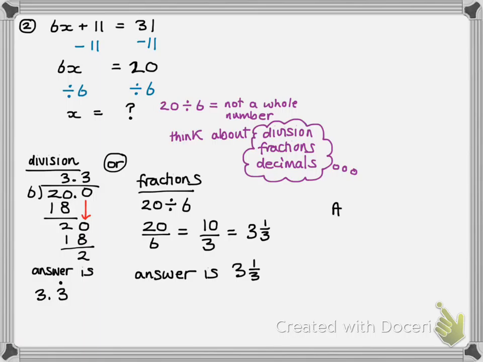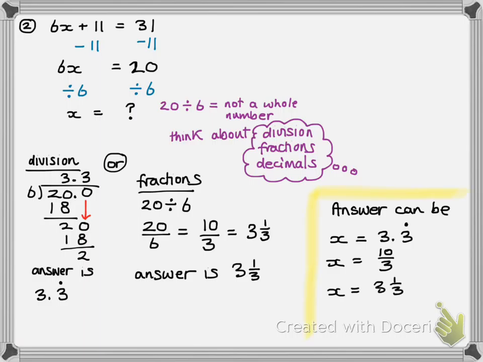Which of these is right? Well, either of them would work. The answer could be x is 3.3 recurring, it could be x is 10 over 3, or it could be x is 3 1/3. All of those are just different ways of writing the same answer.